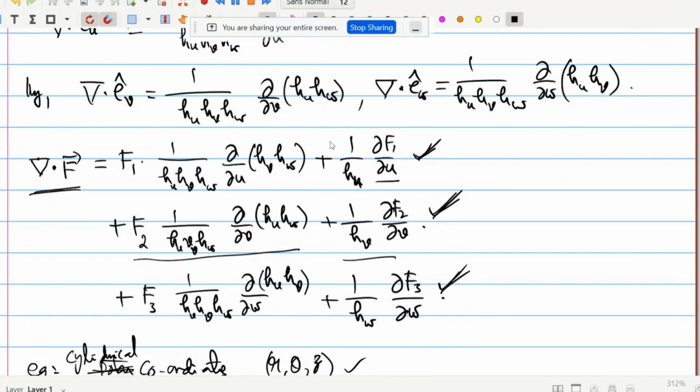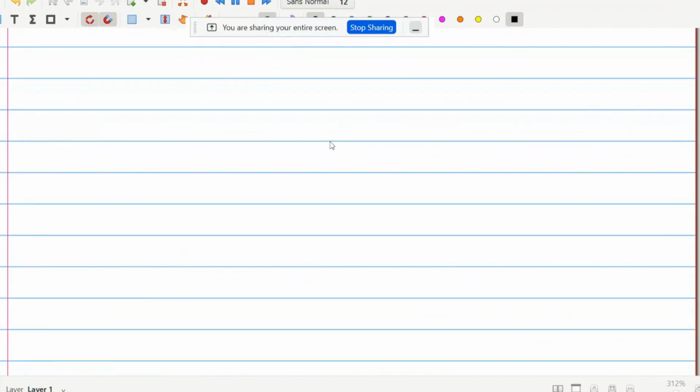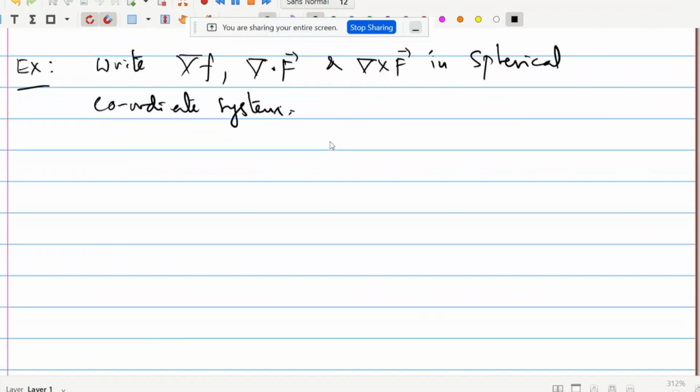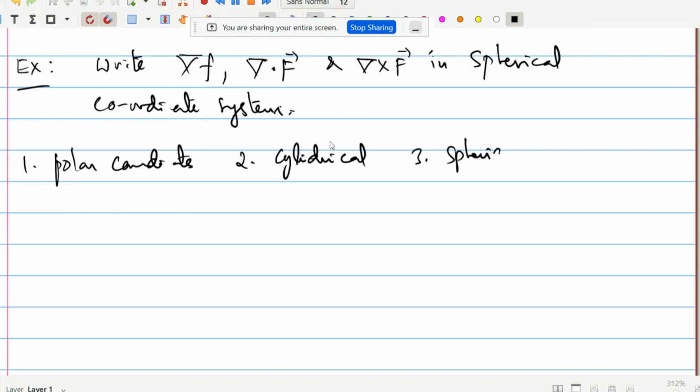The coordinate systems that you have: we generally use polar coordinates. Second one is cylindrical. Third one is spherical. There is a fourth one which we normally don't use, but it might be useful in fluid mechanics. Those are toroidal, torus-kind-of coordinates.